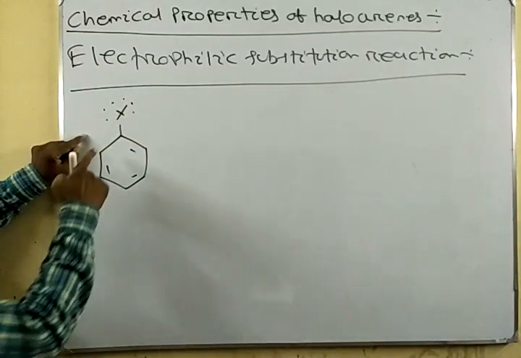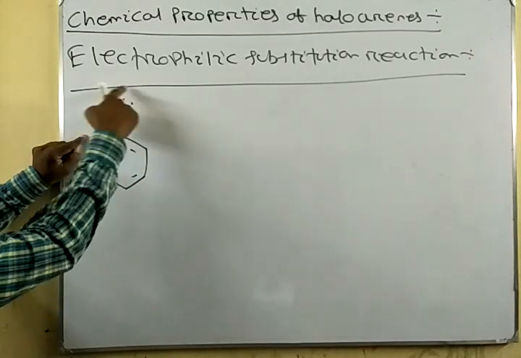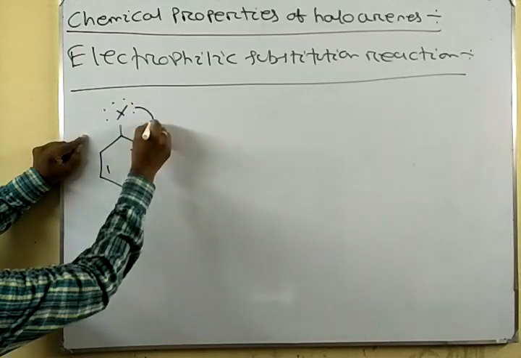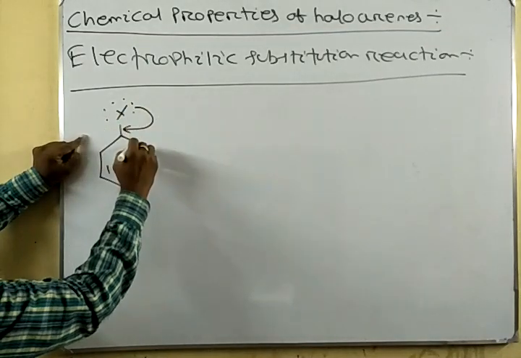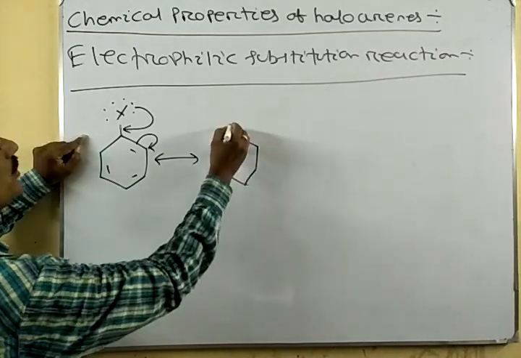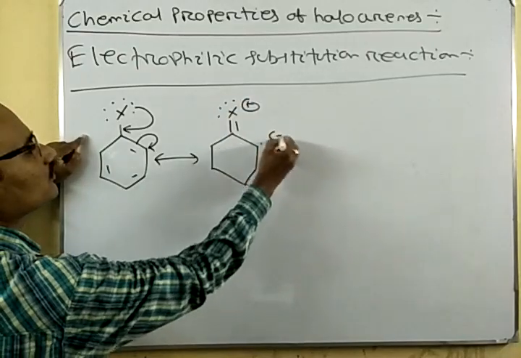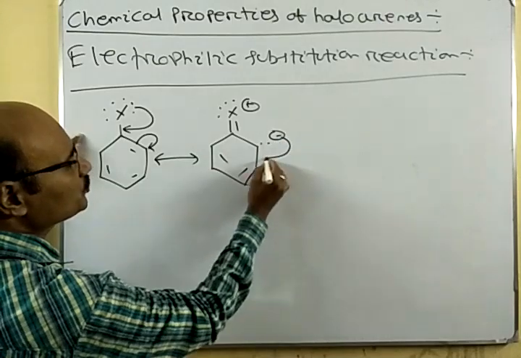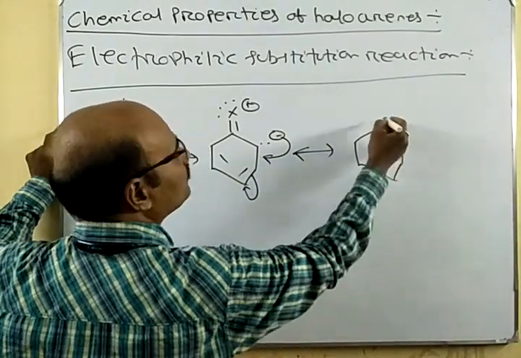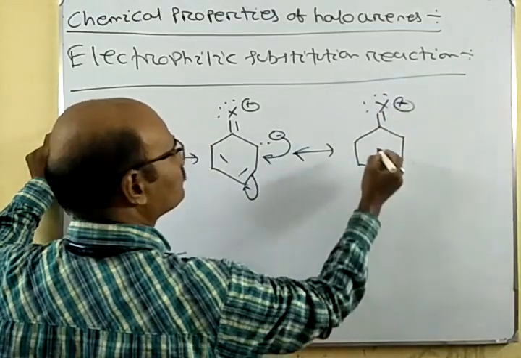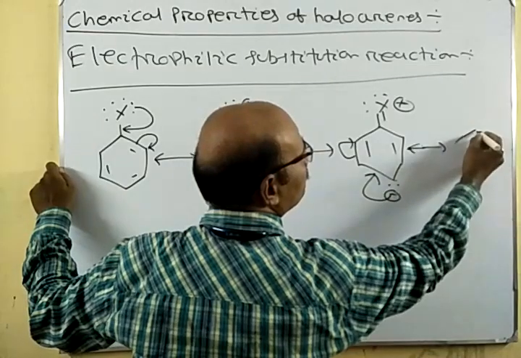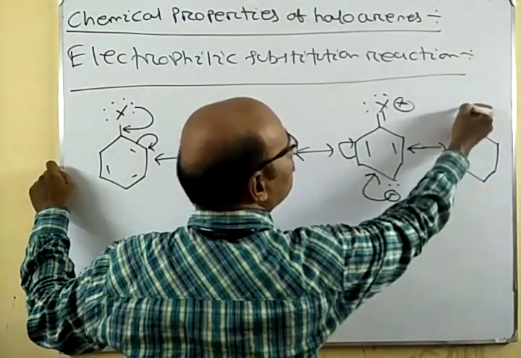Now this halogen atom contains a lone pair of electrons, and this is in conjugation with this pi bond. So this halogen atom undergoes resonance, this electron pair comes to this place, so that this comes to this place, and we will get this one, double bond X plus, minus. Again, this will come to this place and this comes to this place. So we will get this one, double bond X plus. Again, this comes to this place and this comes to this one. We will get normal X plus.